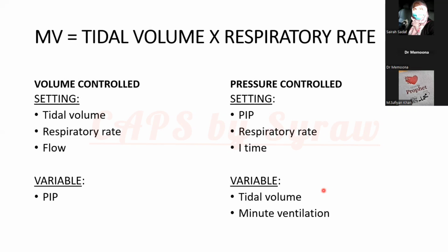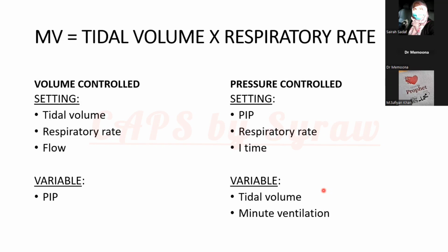Now, on right side of the screen, you could see the pressure control mode. In this, we have to set a peak inspiratory pressure, a respiratory rate, and the inspiratory time, the time the vent will spend during the inspiratory phase. And according to these settings, the tidal volume will vary, and this will depend upon patient's lung compliance again. If the patient's lung compliance is nice, then say, for example, for a peak pressure of 20 centimeters of water, the patient might have a tidal volume of 400, 500 ml.